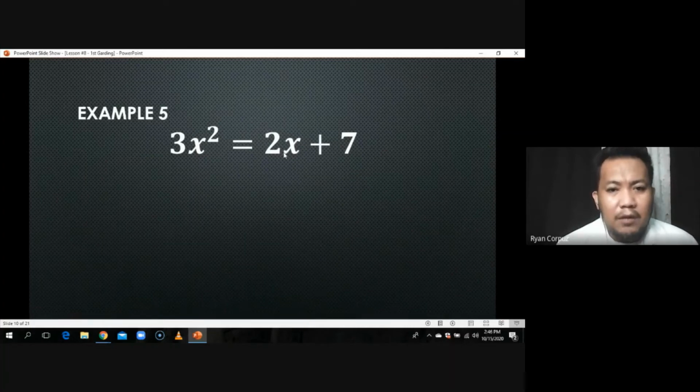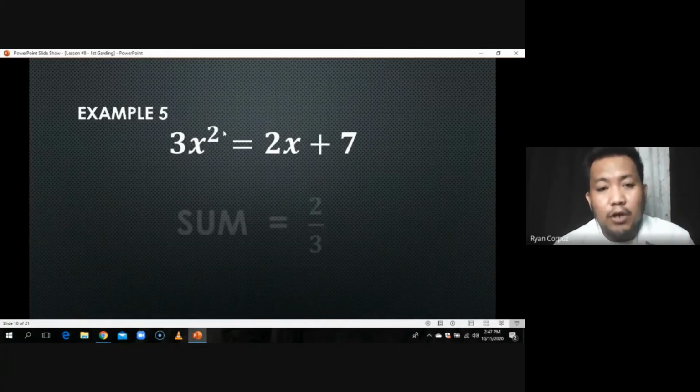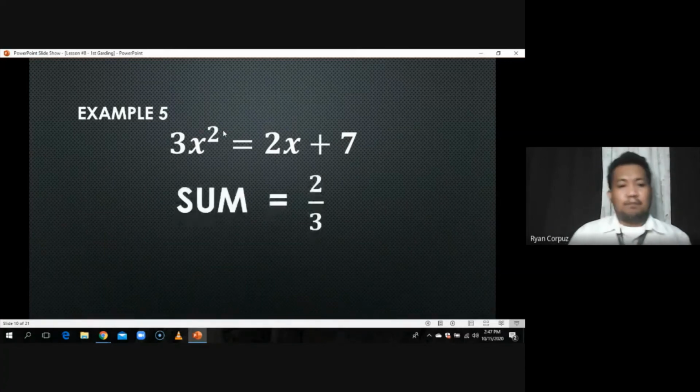So ang kailangan natin for the sum is negative b over a. Pero since positive to, we have to move it first to the right side of the equation. Pag minove natin, magiging negative. So ngayon, ang tamang value for b ay negative 2. So negative of negative 2 will be positive 2 over the value of a. Wala namang problema tayo sa value of a because it's already on the left side of the equation. So the value of a is 3. So we have 2/3 as the sum of the roots.